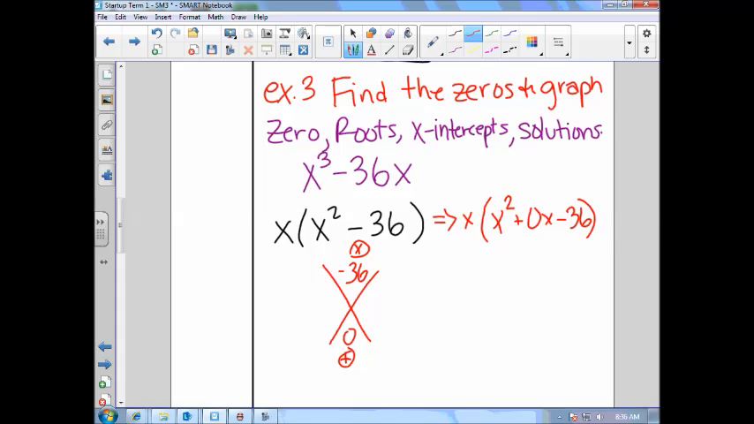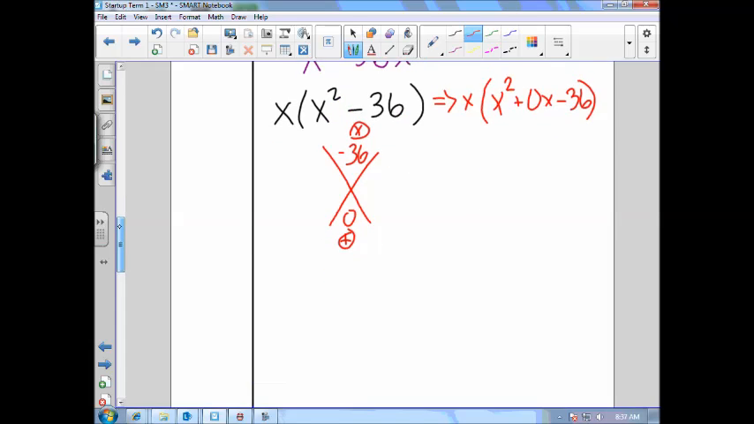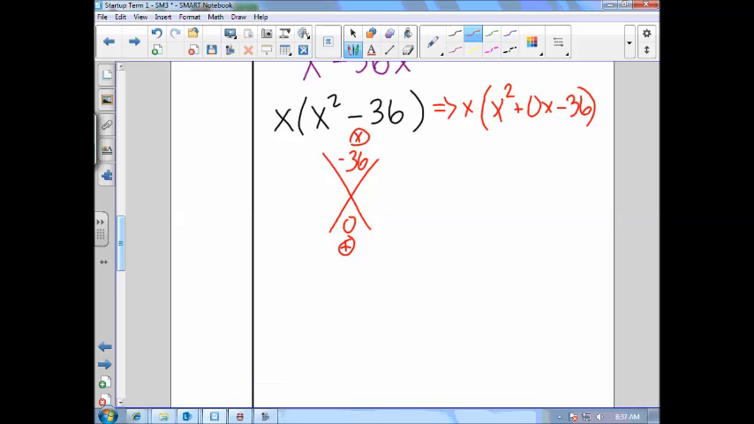Okay, so think about it. What are two numbers that multiply to negative 36 but add to 0? Raise your hand when you know. Two numbers that multiply to negative 36, add to 0. Thanks for raising hands. How would we add to 0? Think about that. How would we add to 0? Eric?